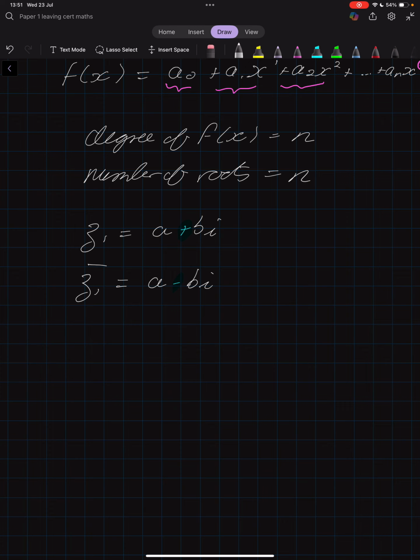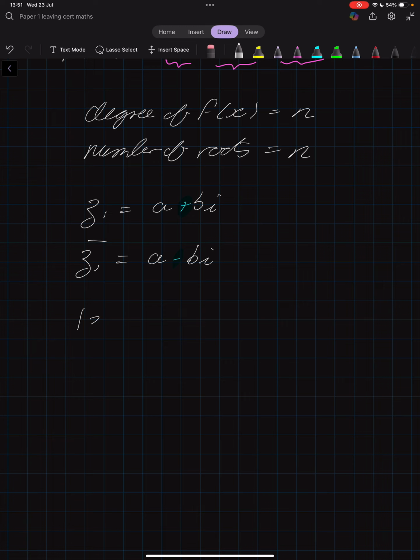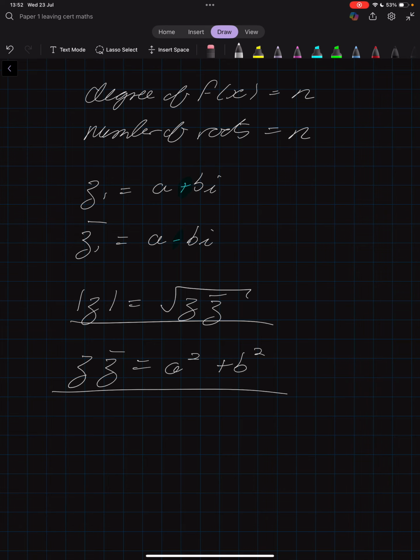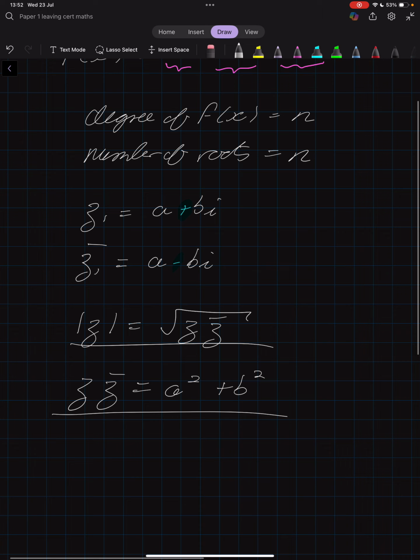So they can ask you, the modulus of z is also equal to the square root of z times z bar. So it's just another way of saying it. And remember, z times z bar is a squared plus b squared. Okay? So that's basically where you'd use the complex conjugate, where z is equal to a plus bi. Okay, so actually I might just get rid of this one. So that's kind of all with that.